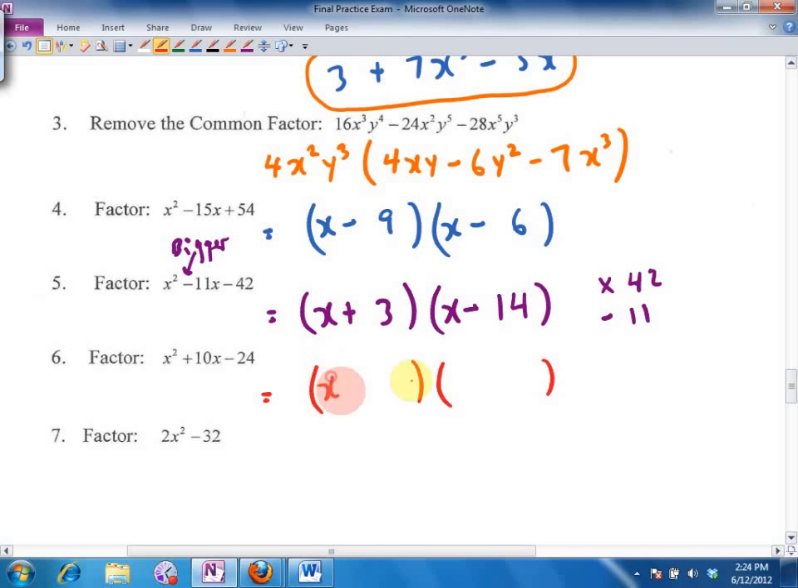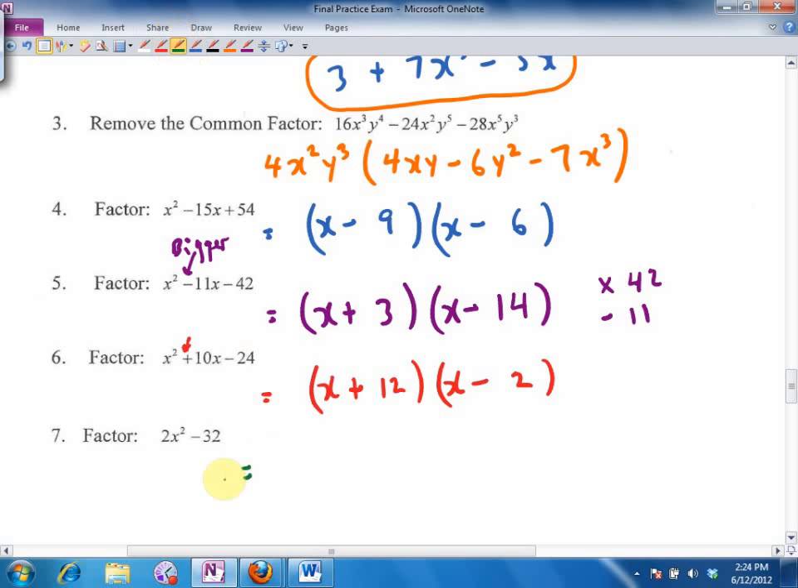Okay, x, x. Signs are different again. The bigger number is going to be positive this time, right? Because there's a plus right there. So two numbers multiply to give me 24, subtract to give me 10: 12 and 2. There you go, done. Okay, next one.